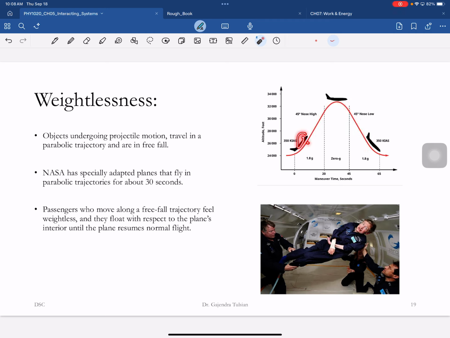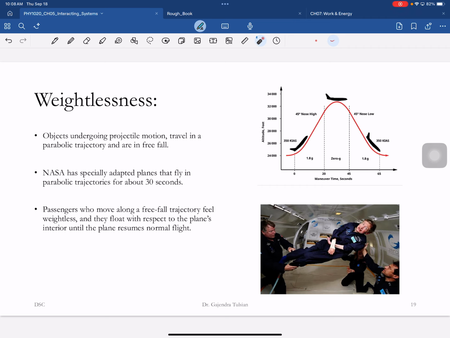NASA has these planes, and each of these trajectories can last about 30 seconds. Anybody recognize this fellow? Yeah, very good. So you got to experience this.